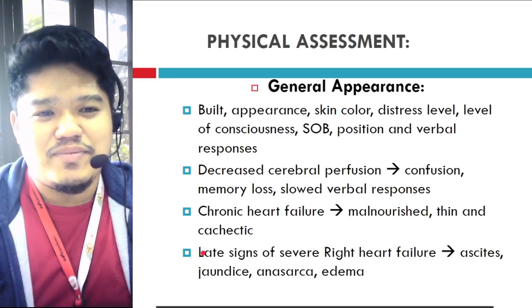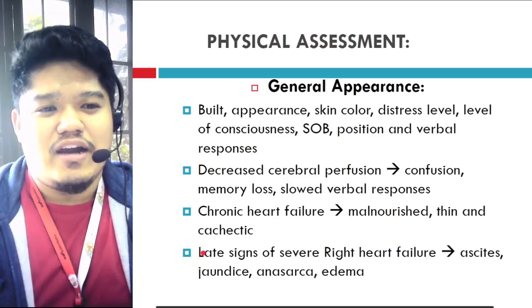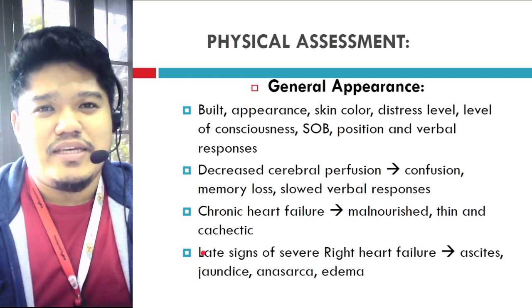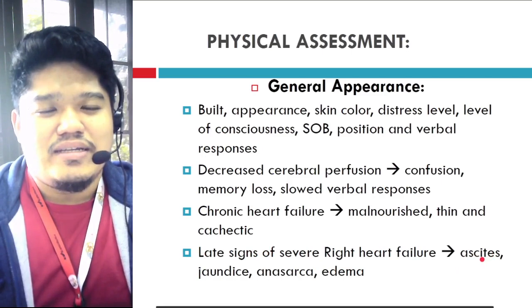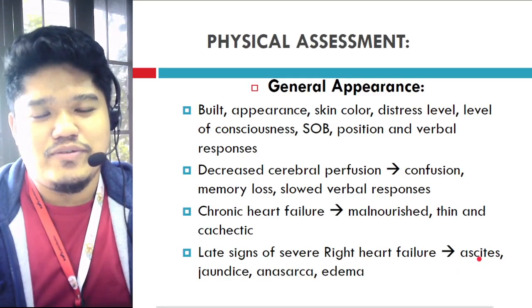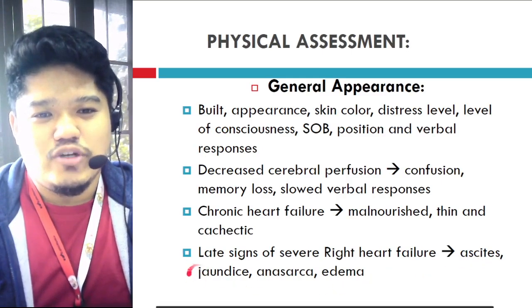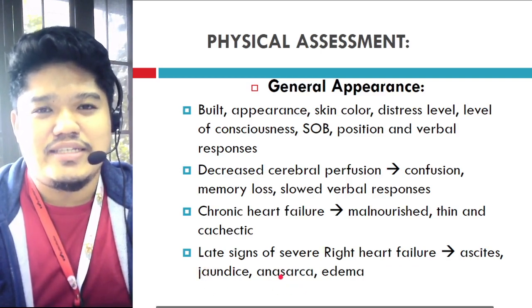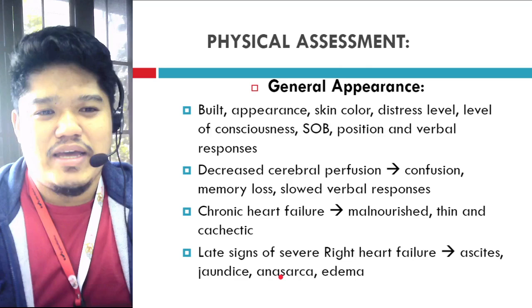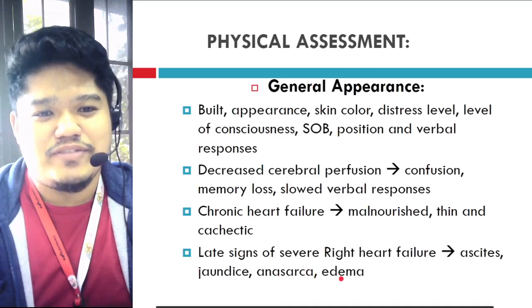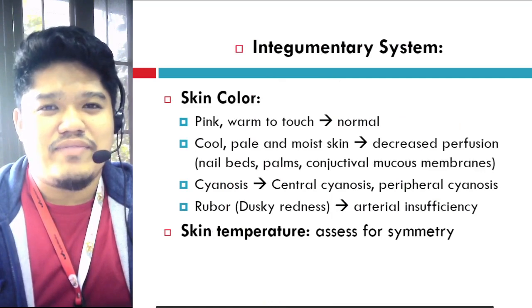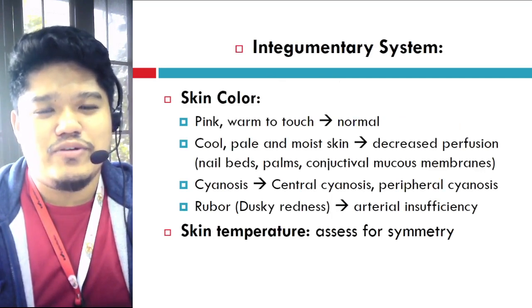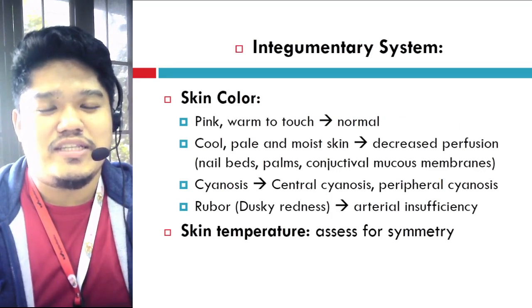Late signs of severe right heart failure may include ascites or accumulation of excess fluid in the abdomen, jaundice, anasarca. When we do say anasarca, it is a generalized body edema, and of course, edema to several parts of the body. For the integumentary system, it is mentioned earlier that we look onto the skin color of the patient.